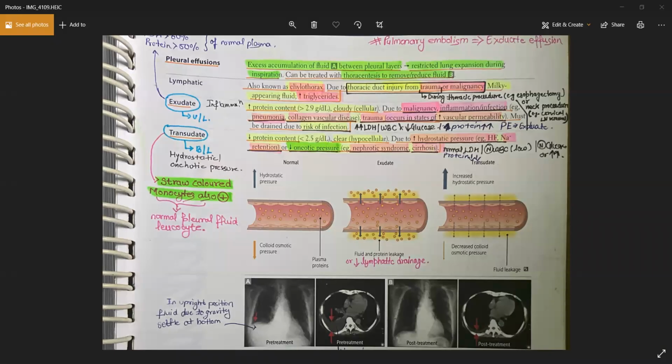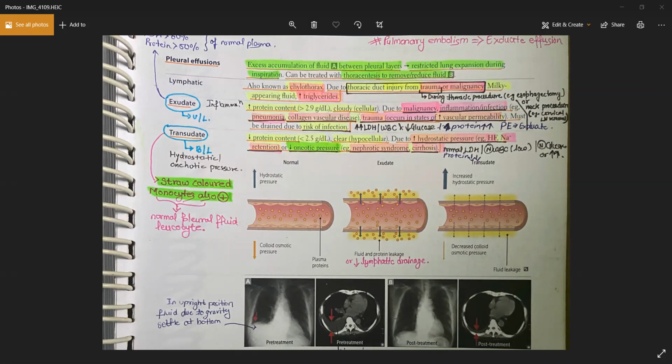One more thing I forgot to tell you. I told you previously that in case of ascites, the ascitic fluid can even leak into the pleura by crossing the diaphragm. Remember? So in case of ascites, you can have either a transudative or an exudative fluid.